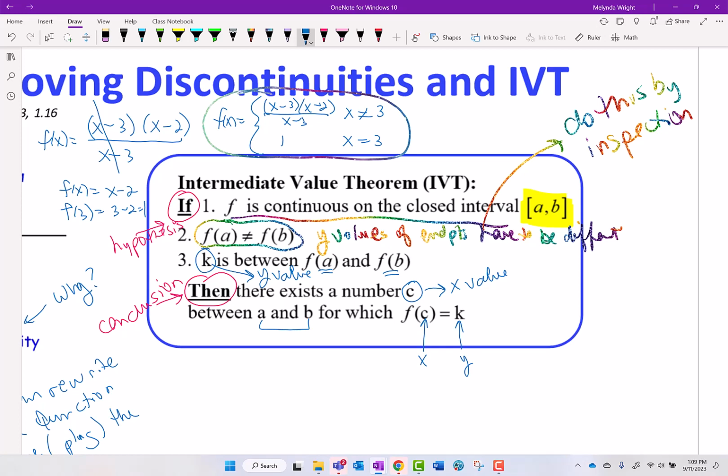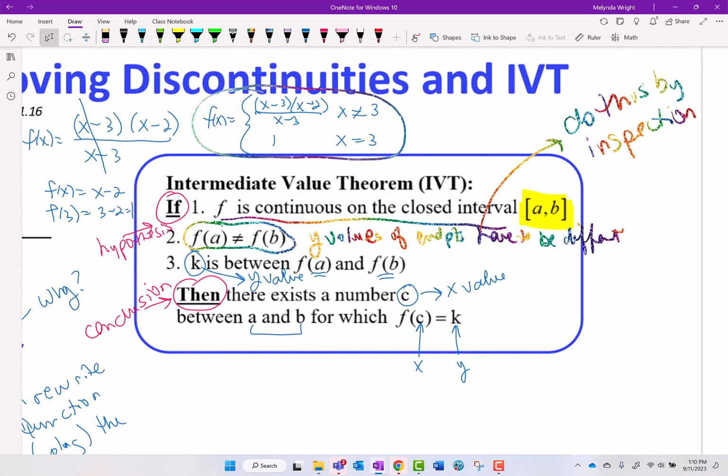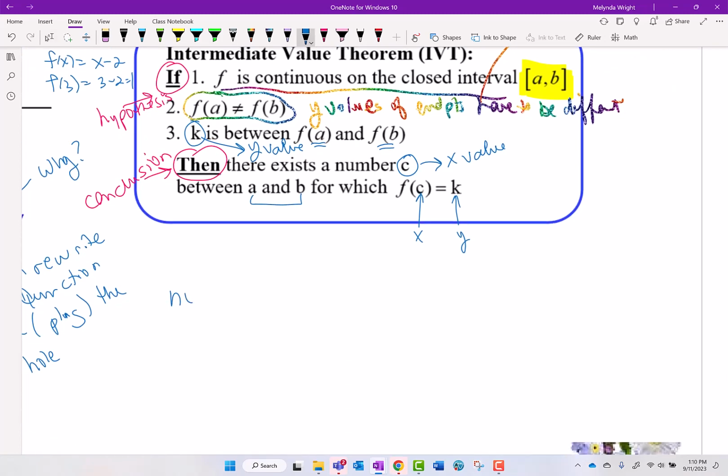Okay, so I'm going to make a note. First of all, I want to pause here for a second. Are there any questions about the theorem itself? So we understand the three parts and the conclusion, and I'll show you how it works. We have several examples. But I'd like to make a note. This is going to help you on assessments and on the AP test.